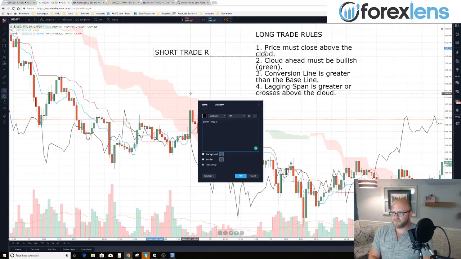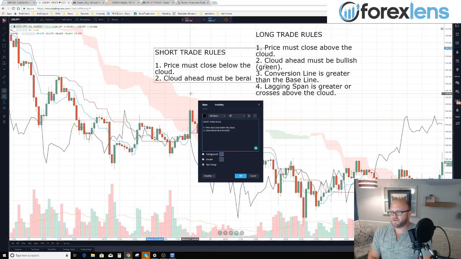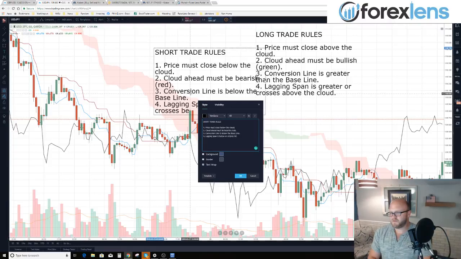So short trade rules. First is that price must close below the cloud. The cloud ahead must be bearish or red. Conversion line is below the baseline. And 4 is the lagging span is below or crosses below the cloud.